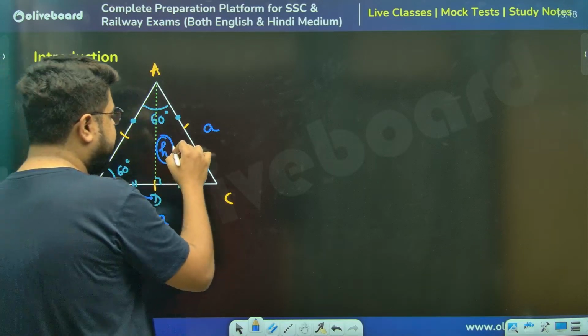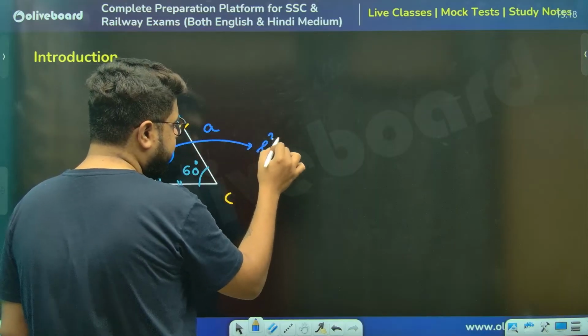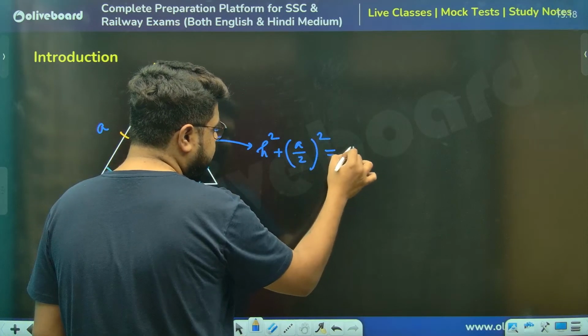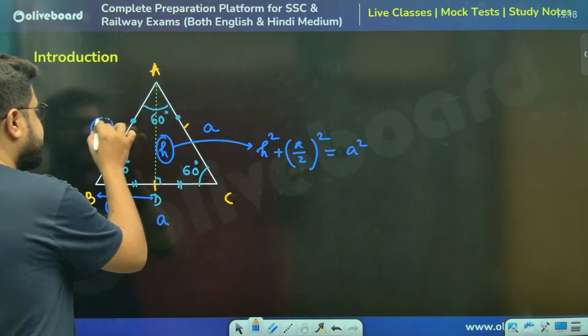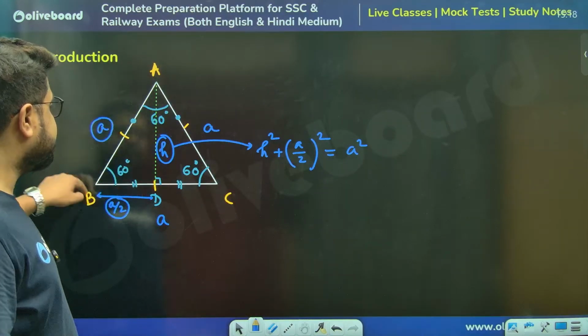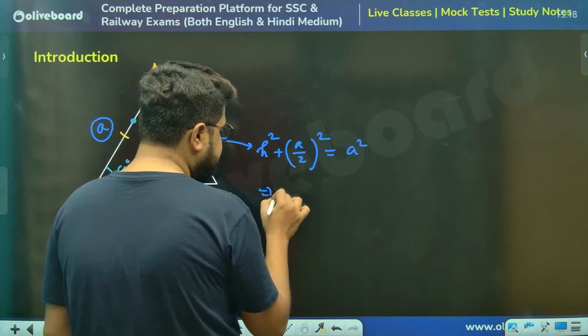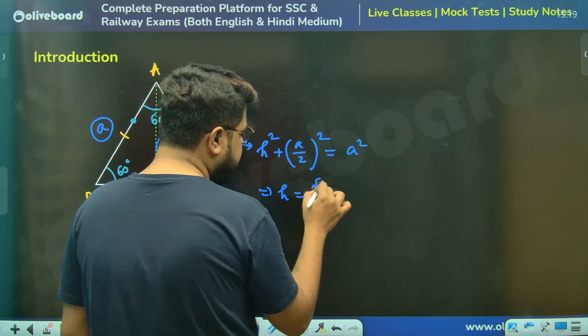Sir, using Pythagoras, I can write H square plus (A by 2) whole square is equal to the hypotenuse, that is A square, sir. Hypotenuse is A, because this is a right angle triangle, sir, because this is 90 degrees. So from there you can write, sir, H will be equal to root 3 by 2 into A.